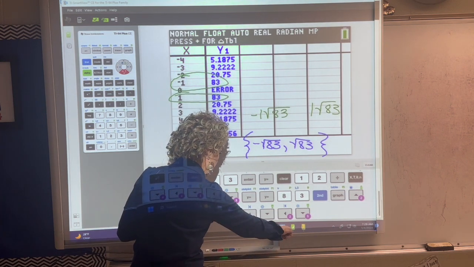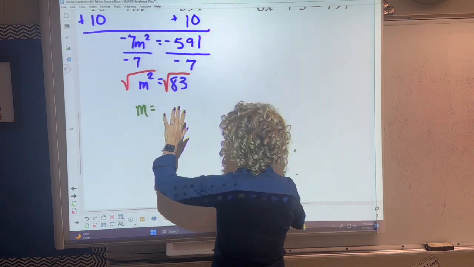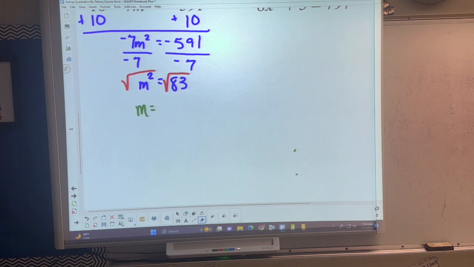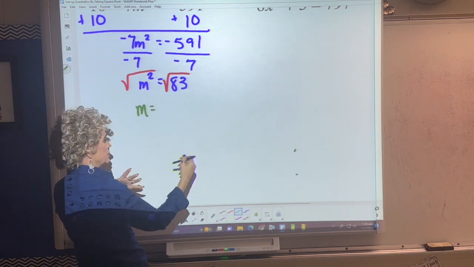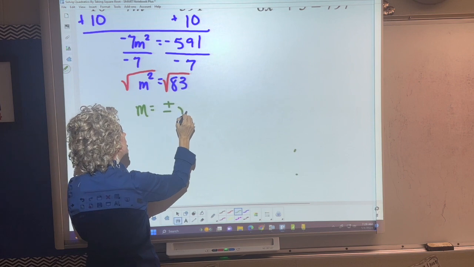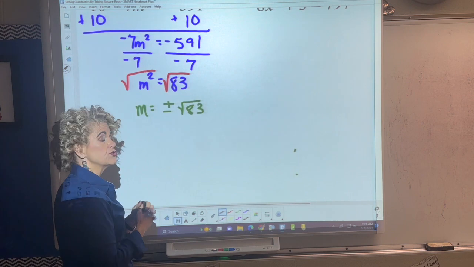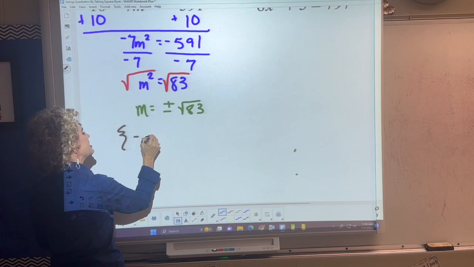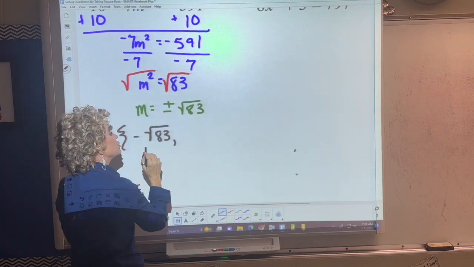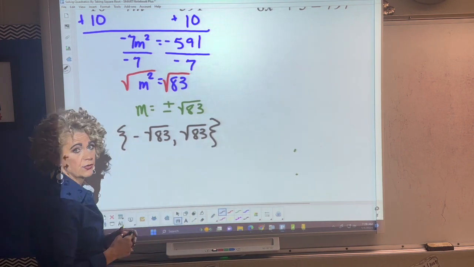So when I go back, I've got all my work right here. What I would like to see in your work is that we've looked at our calculator, and I've got a positive and a negative square root of 83. So that's all in my work. But I've got to write my answer in proper form. So I have my braces, least, negative square root of 83, to greatest, positive square root of 83. And I'm finished with that one.